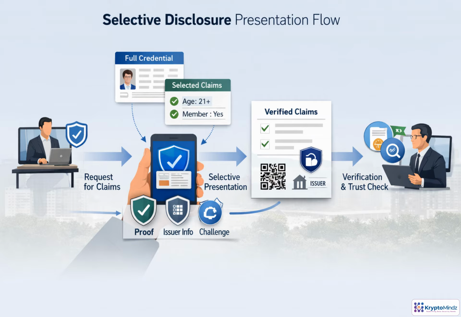In a selective disclosure flow, the verifier starts by asking for exactly what it needs, such as age over 21 or membership status. The wallet selects matching attributes from the full credential without exposing the rest. It then creates a derived proof, usually tied to a challenge so it cannot be replayed. The verifier checks the proof, issuer keys, schema rules, and trust policy, then decides based only on the disclosed claims.